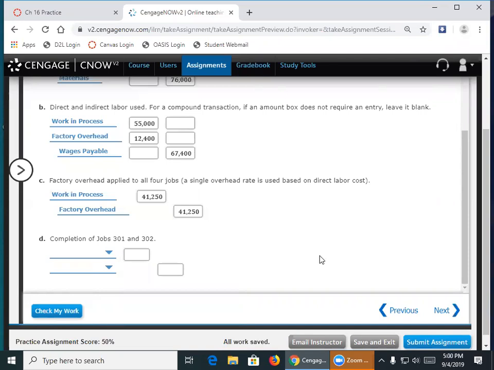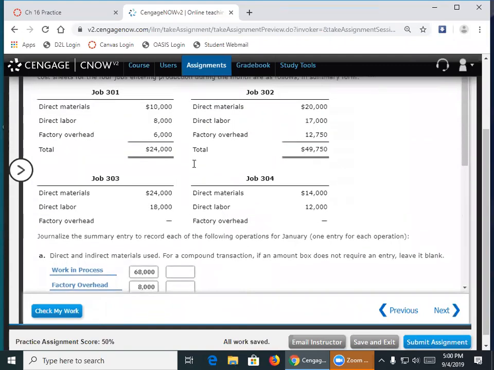The last one on this question is part D. It says we need to journalize the completion of jobs 301 and 302. So 301 and 302 have been finished, and they need to be transferred out of work in process. So what do you think I debit and credit to show those two jobs being completed and transferred out? Very good. Yeah, we're going to debit finished goods and credit work in process.